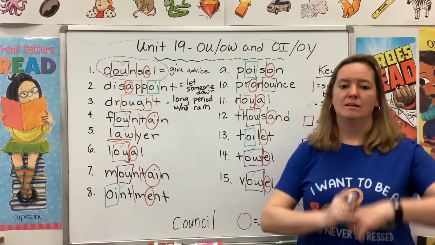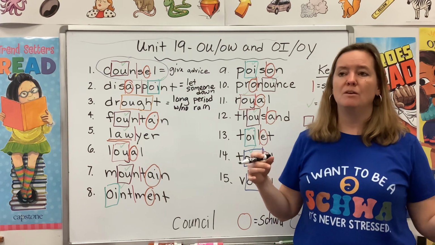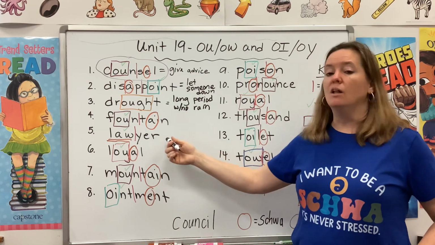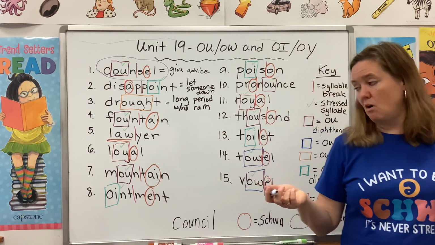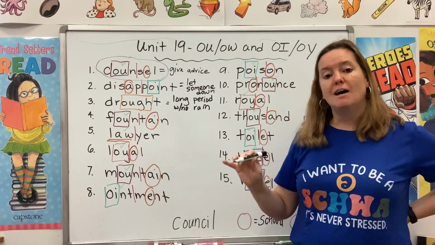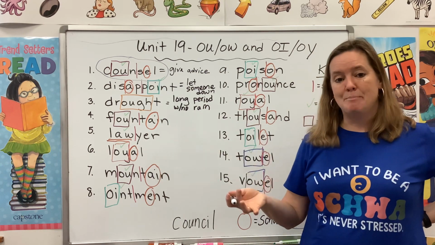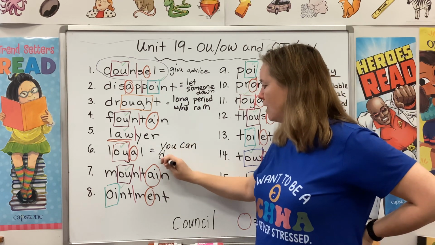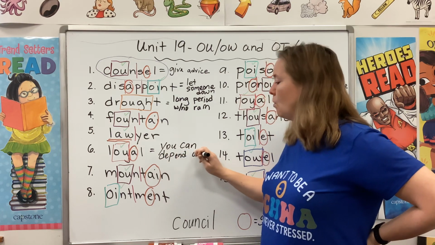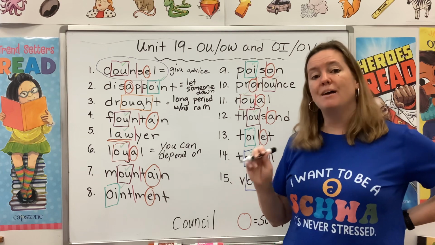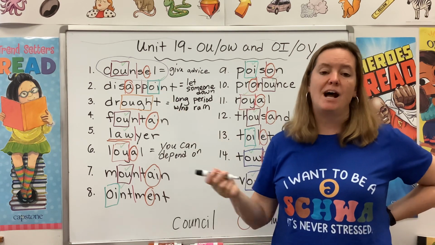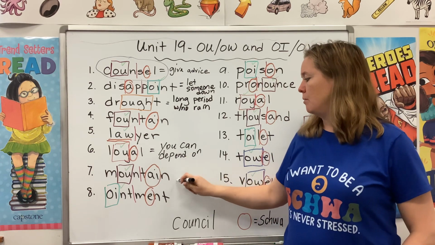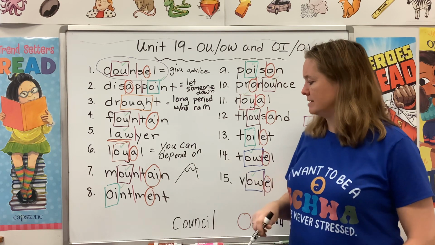A fountain sprays water, like a water fountain, or in the middle of a park, there might be a beautiful fountain that shoots water. A lawyer, that's a person who practices law. Loyal. If someone is loyal, it means you can depend on them. You can count on them. So a loyal friend is going to try really hard not to disappoint you. They're not going to hurt your feelings. They're not going to talk behind your back, right? They are trustworthy. We know what a mountain is. Some mountains are so high they have snow on top.